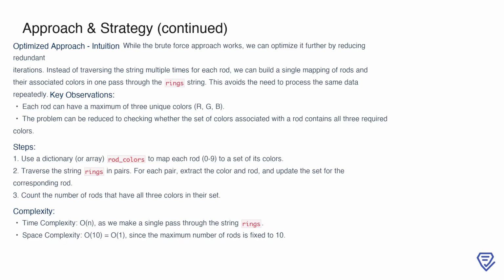As we traverse the ring string in pairs, we extract the color and rod from each pair and update the corresponding set for that rod. At the end, we simply count how many rods have all three required colors in their sets. This method is highly efficient, with a time complexity of O(n) due to the single traversal, and a space complexity of O(1), since we only store information for the 10 rods.